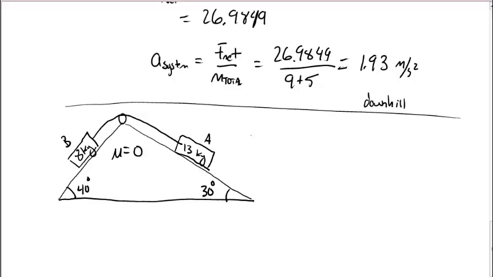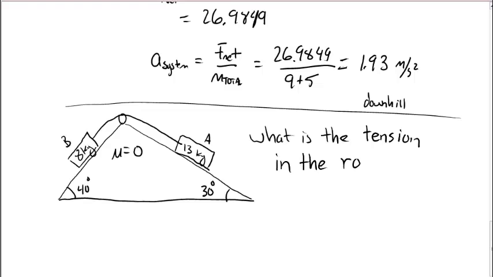And my question is, what is the tension in the rope when these two masses are let go? So I'm going to start, and I'm going to guess that this is going to go clockwise. I'll say, well, 13 kilograms, not more than 8. The angle's not that different, so I'm going to assume 13 is going to win.